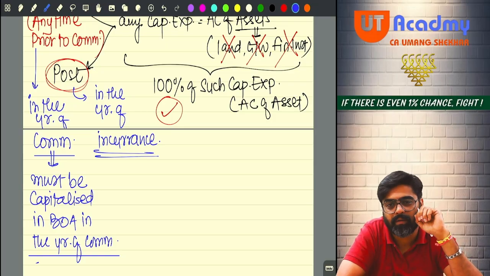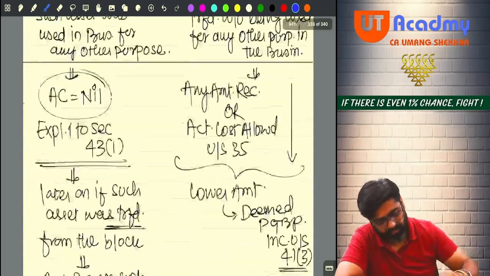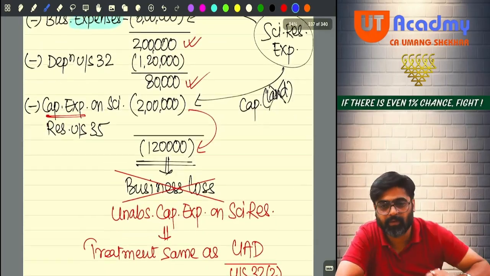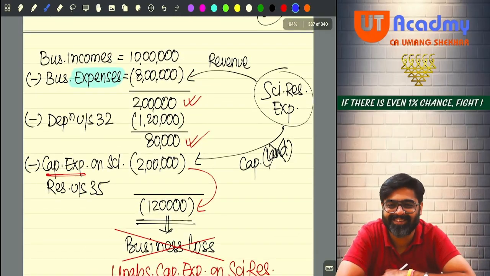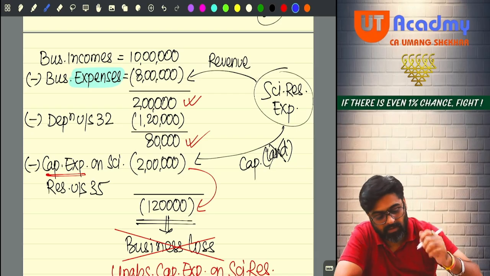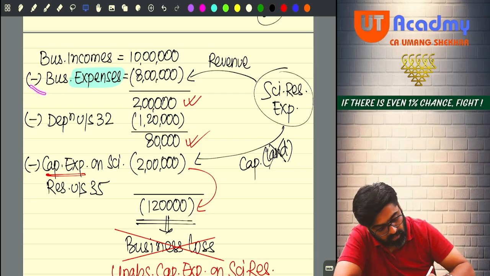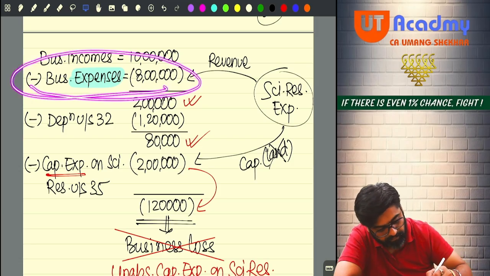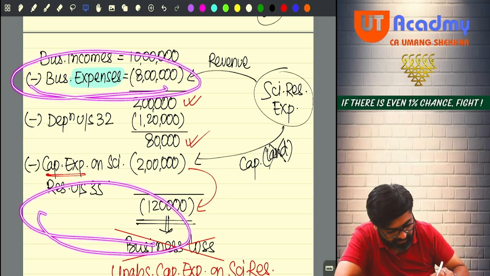Now do you remember this thing? Wait, this part you remember? 35AD capital expenditure will be allowed. It will be allowed here or here.